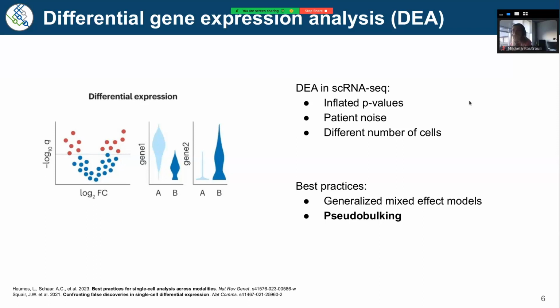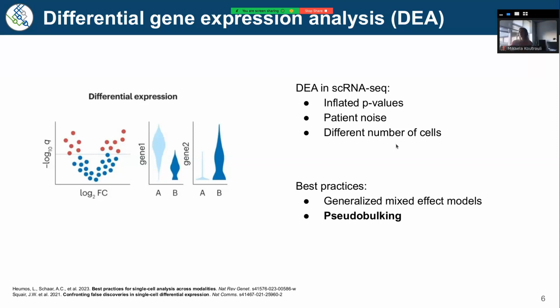Also, because cells coming from the same patients or samples share a little bit of noise, we have this sample batch effect. This will affect the results of differential testing. And also because each sample can provide a different amount of cells. All of these are biases that will make a lot of false positives in differential expression testing.